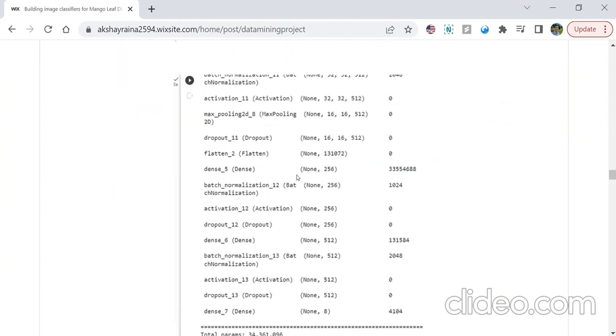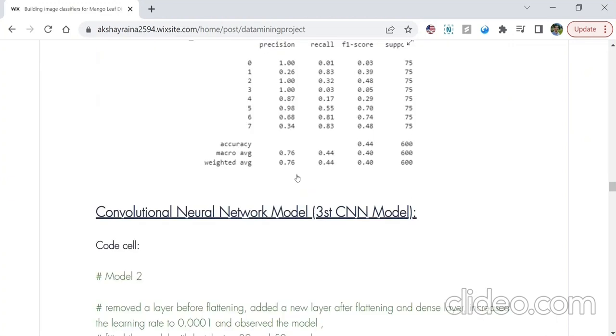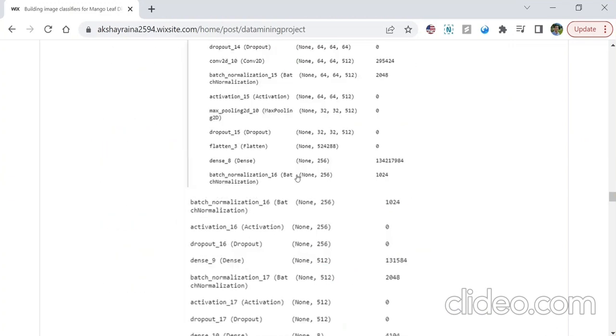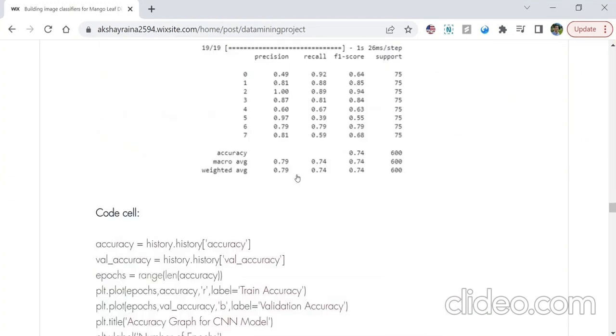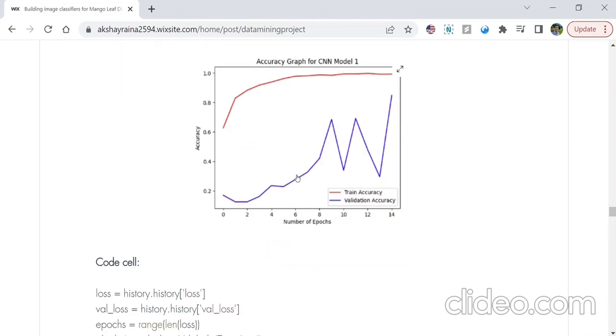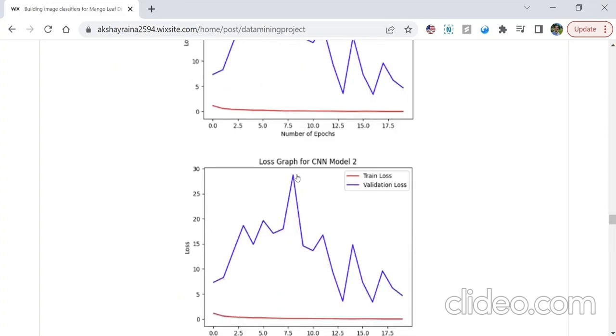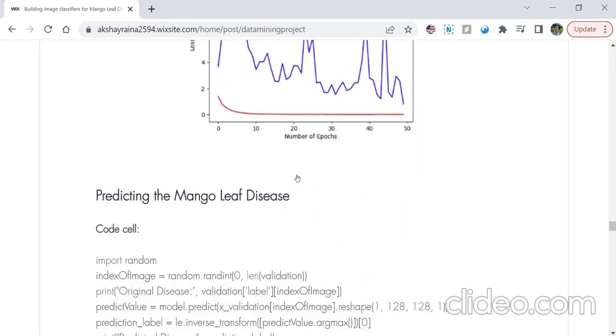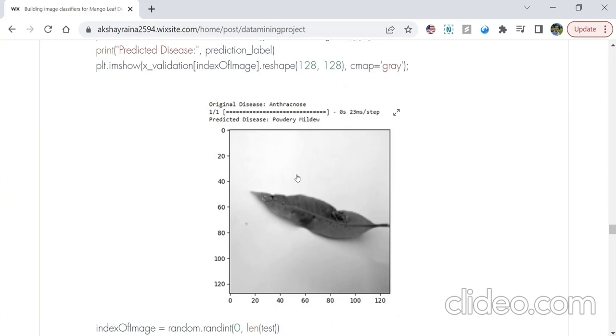Next, I also reported their accuracy and loss graphs in order to understand how the validation accuracies compared against the training accuracies for all the 3 models, as seen here. And then I tried to predict the mango leaf diseases and the output based on my models on the validation and test sets.